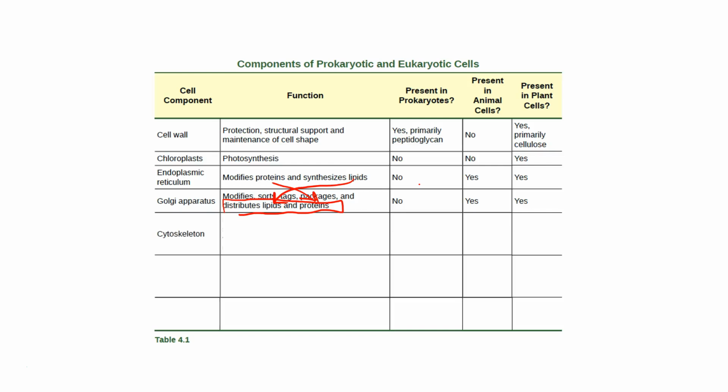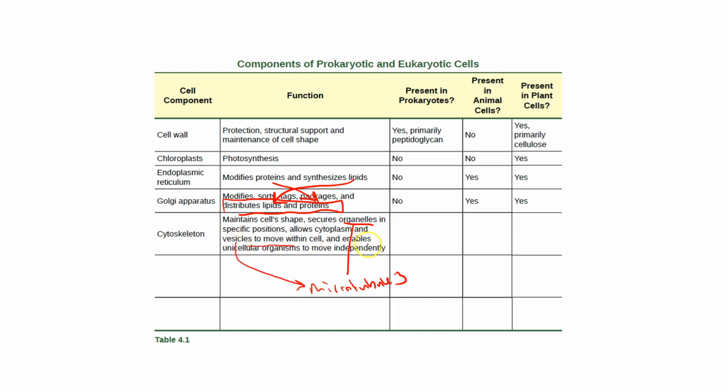The cytoskeleton is going to help a cell keep its shape. It's also going to be a place where organelles are secured. It allows cytoplasm and vesicles to move within the cell and enables unicellular organisms to move independently. So some of these things here, the one that secures organelles in their shape, this would be the microtubules. And also the one that allows the movement of vesicles is the microtubules. I lied. The one that secures organelles is the intermediate filaments.